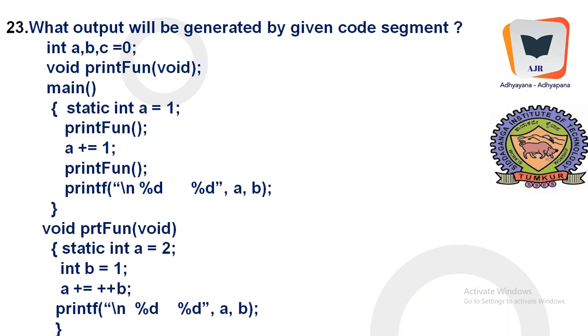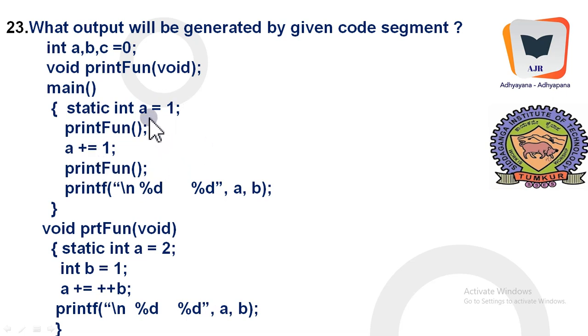Then question 23: what output will be generated by the given code segment? A, B, C are declared as global variables, with a void print function. There is a prototype which has been made global, and these variables are also global. Global variables, unless otherwise assigned some value, will carry 0 automatically. So we will go into this particular main program. Static int A equal to 1. So integer A, as a local variable, is declared to be static.